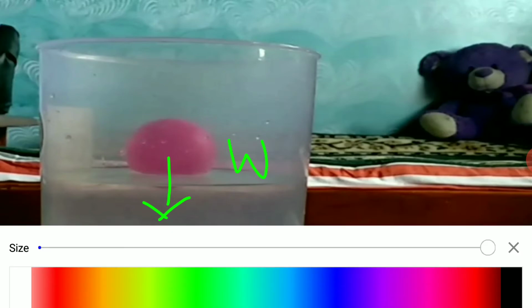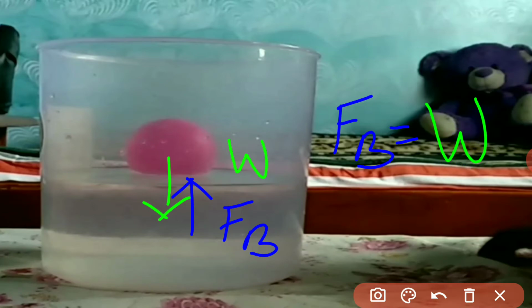Now coming to this condition here, the weight of the ball is acting vertically downwards, let it be W. And there is another force acting vertically upwards to balance the weight of the ball, given by the fluid, that is water here, which is upthrust, denoted by FB. So under this condition we can write FB, that is the upthrust, is equal to the weight of the object. The upthrust is equal to the weight of the object. I hope you have understood till here, right?